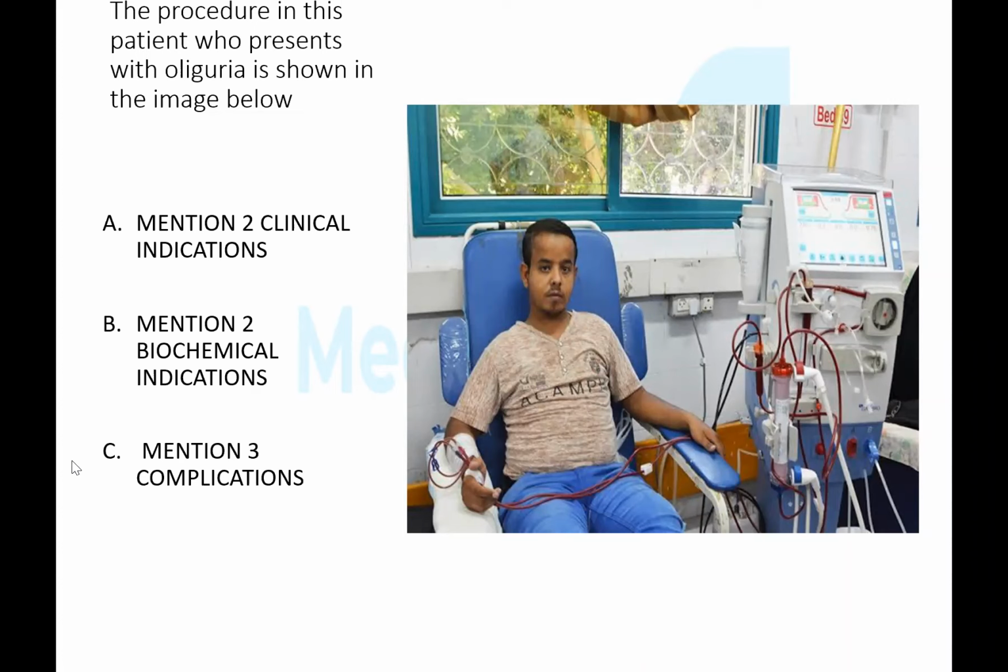CKD. Well, they already have CKD. Electrolyte imbalance. No, that won't be correct. So, you know why it won't be correct? In fact, dialysis is one way in which you can correct electrolyte imbalance.